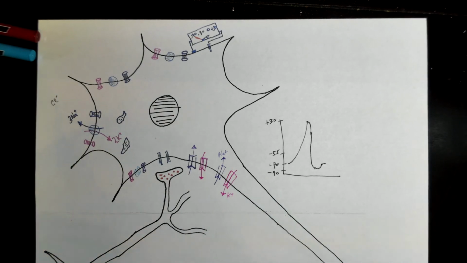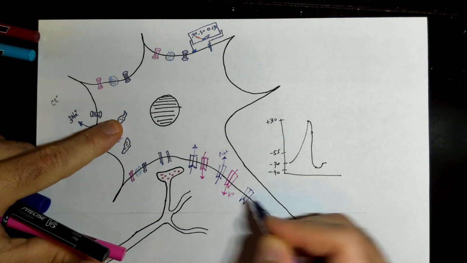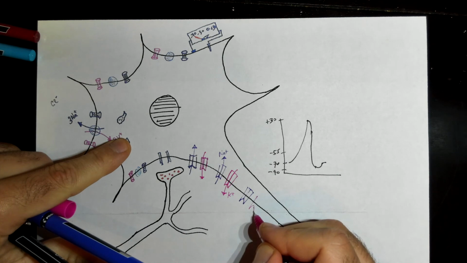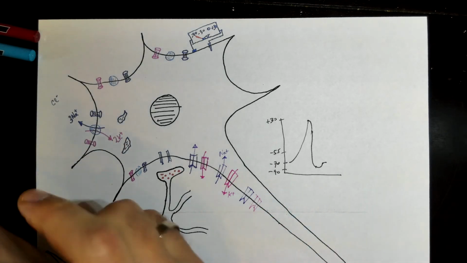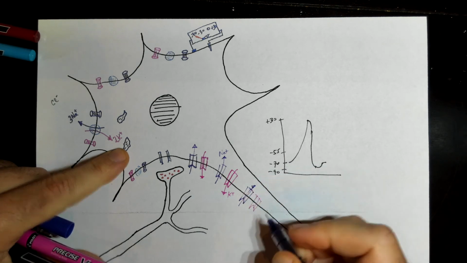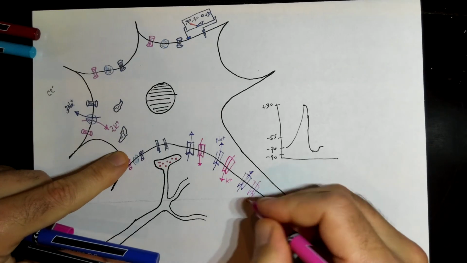And it's going to find the next sodium and potassium voltage-gated channels. Once again, sodium goes in and potassium goes out.